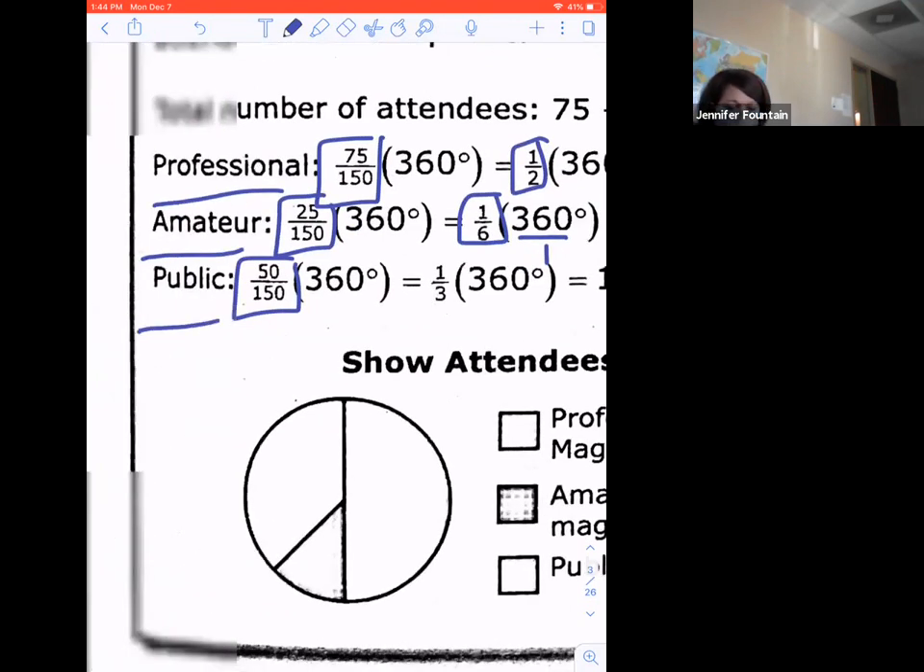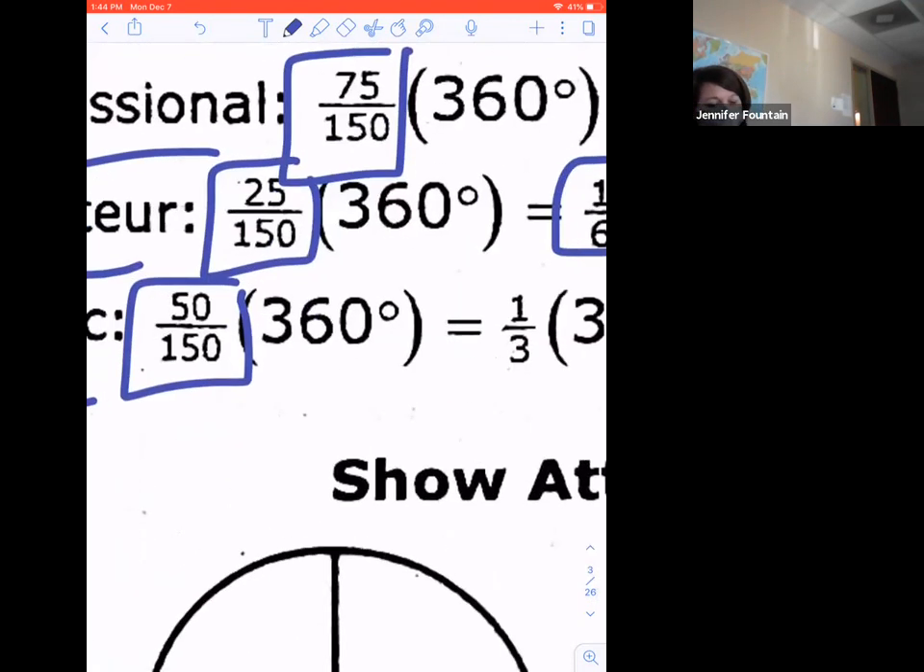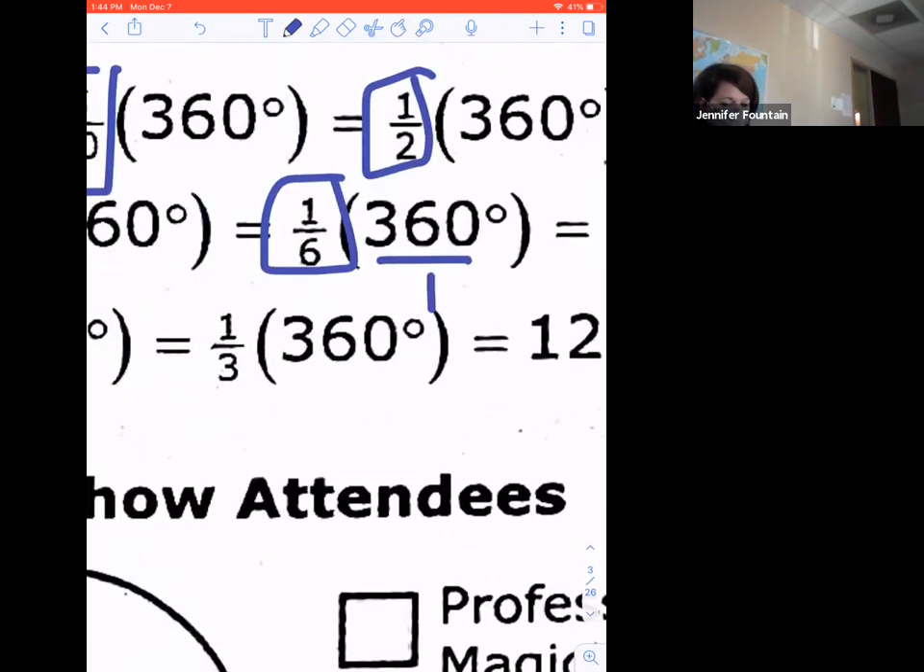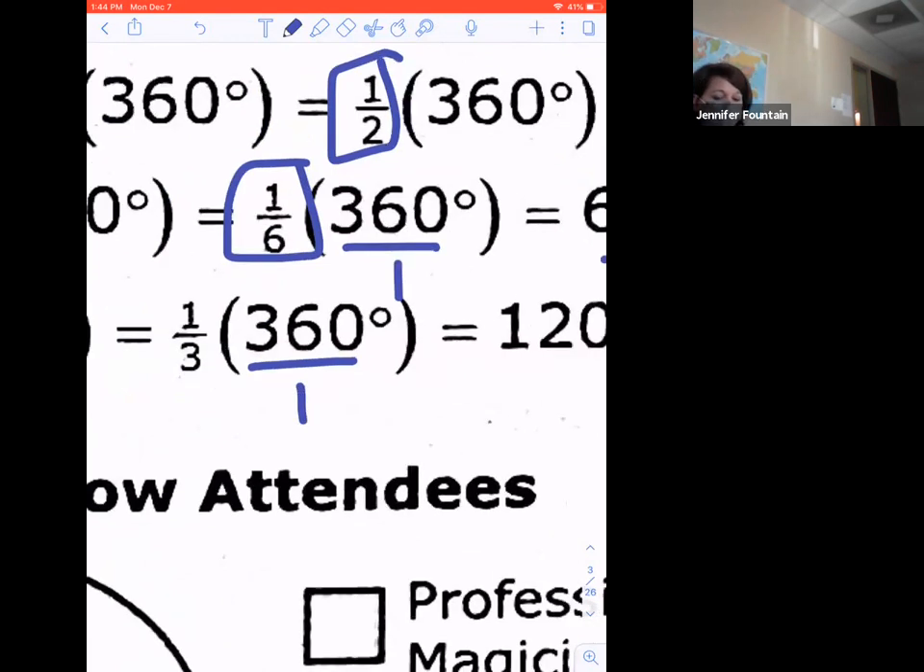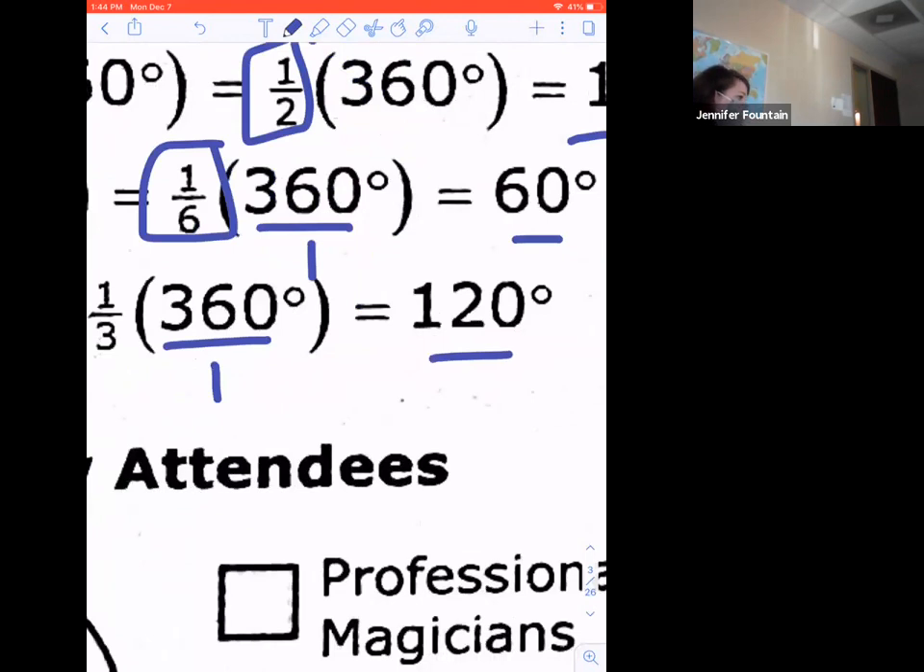Then 50 over 150, 50 divided by 50 is 1, 150 divided by 50 is 3, multiply by 360. So again, I would multiply 1 times 360 and 3 times 1. So 360 divided by 3 is 120 degrees.